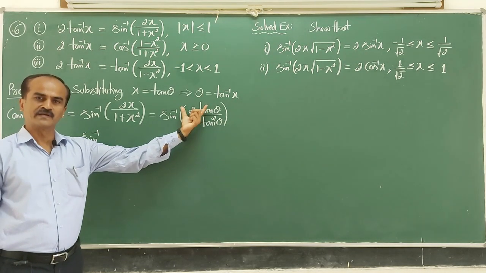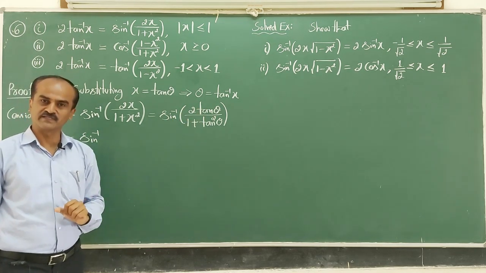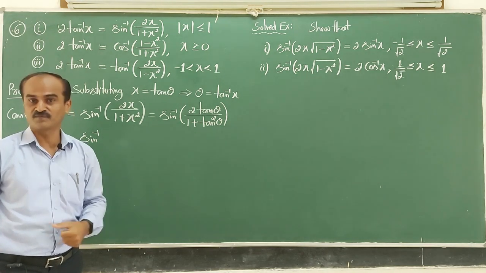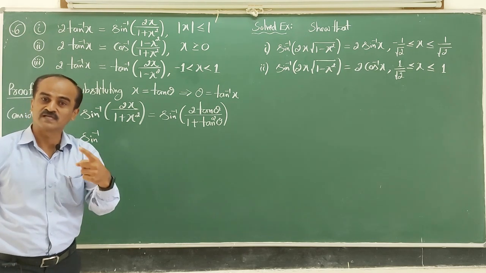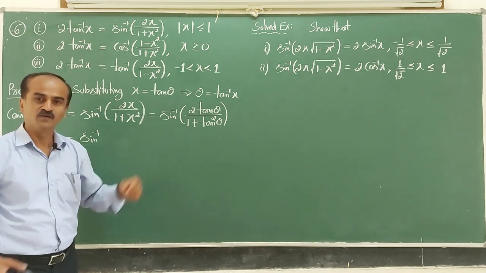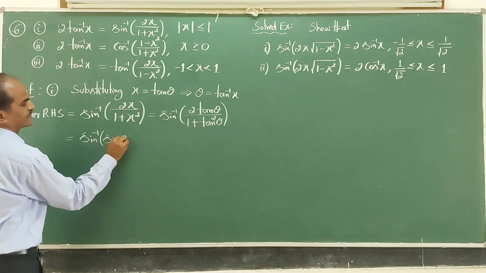Recall the trigonometric identities we learned in first PUC. 2 tan theta by 1 plus tan square theta is the formula of sin 2 theta in terms of tan. Two formulas we learned: one is sin 2 theta is 2 sin theta cos theta, the other is 2 tan theta by 1 plus tan square theta. So I write this as sin 2 theta.